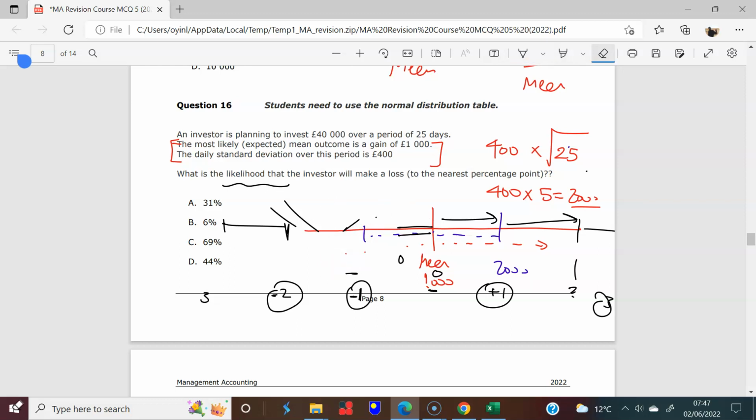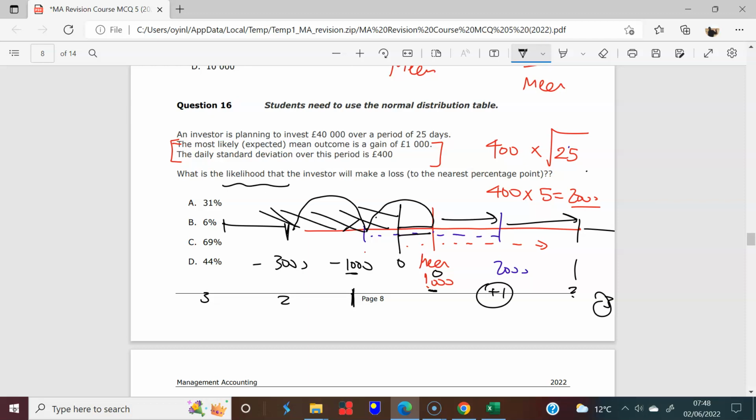So let me just use the actual numbers now that you see where I'm going. If you fall by £2,000, you're at minus 1,000. Halfway is 0. The Z score for this is 1, right? And the Z score for 2 would be minus 3,000, right? Because you're falling by 2,000 every time. But of course, to make a loss, we're saying that you need to hit 0. And the probability of being in this area, of just making a loss, is what they're asking for.